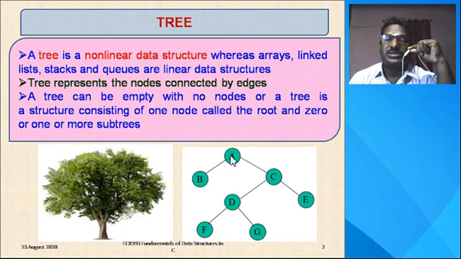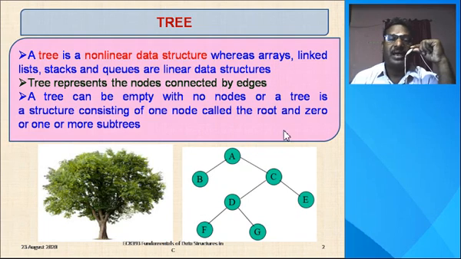Here, everything is called a node. This is one node, the encircled circles. All the circles are called nodes. The top node of the tree is called the root of the tree, and other nodes are called the nodes of the tree. A tree can be empty with no nodes, or a tree is a structure consisting of one node called the root, and zero or one or more subtrees it may have. So this is the definition for the tree in the data structure.